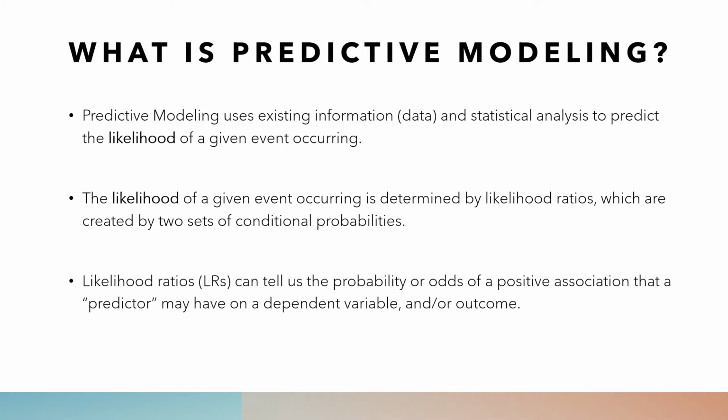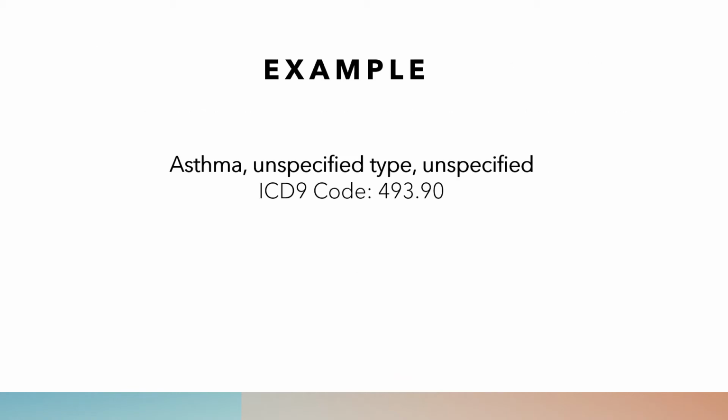In order to identify these predictors, we would need to develop a likelihood ratio, which takes two sets of conditional probabilities and divides them against one another to determine the likelihood of a predictor on a given dependent variable or outcome. By doing this, we can determine the probability or odds of the dependent variable occurring based on a given predictor. In order to simplify the understanding of this concept, we're going to walk through a specific example utilizing asthma as a predictor with the dependent variable or outcome we are trying to measure as mortality.